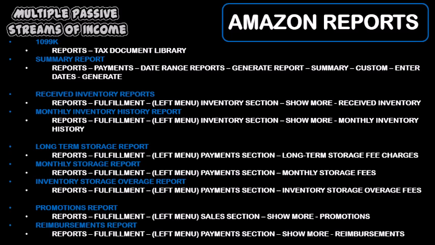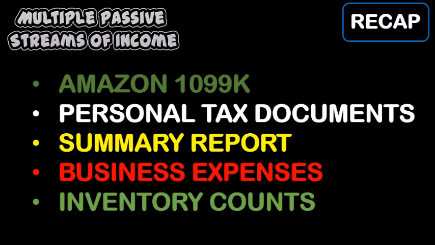So, to recap, I sent my tax preparer my Amazon 1099-K documents along with my other personal documents like W-2s and all the other tax documents that come in the mail. I sent her the Amazon summary reports. I sent her a spreadsheet of all the other business expenses outside of Amazon. And lastly, I sent her my inventory counts. With that, she should have all the data needed to prepare my taxes this year.